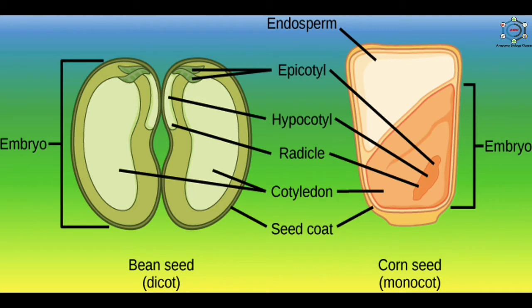So, if the seed has a copious amount of endosperm tissue, it is called albuminous, like in the case of wheat, corn, onion, palm, etc. And when the endosperm is used up, the seeds are ex-albuminous, like in the case of bean, pea, gram, etc. So these are the structures of the dicot and monocot seed which you can see.